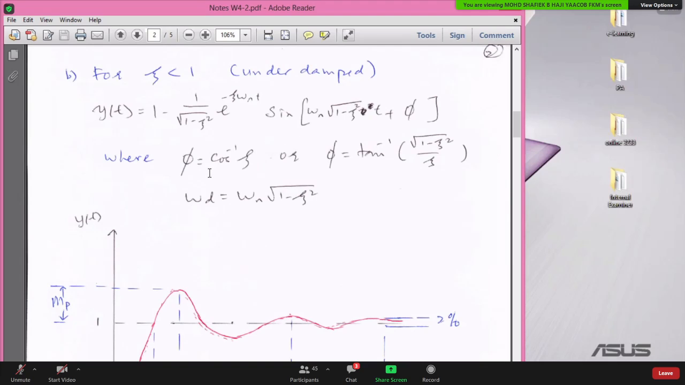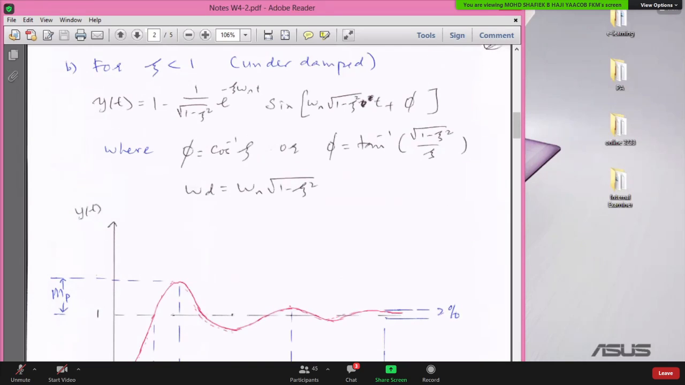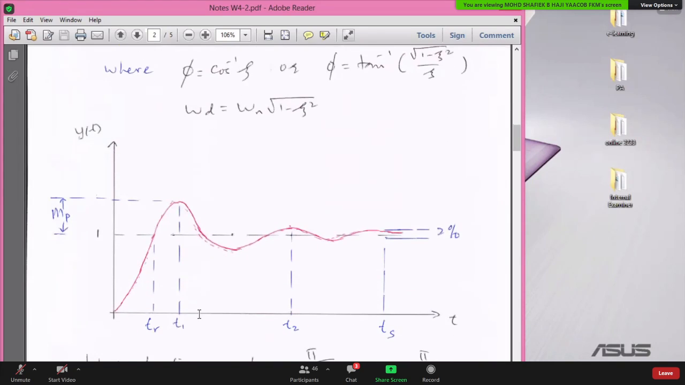To visualize this, you can now draw the response of the second order system. It's going to be somewhat like this. Instead of just an exponential increase, it is going to have some oscillation, and it's going to die out. So this is a typical response of a second order system for the underdamped case.